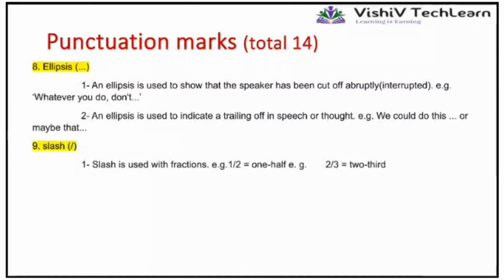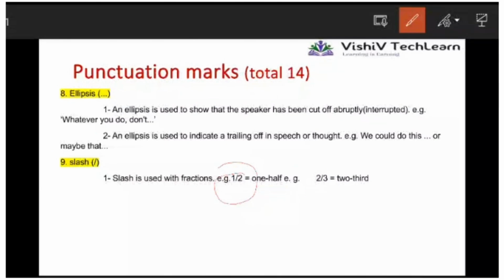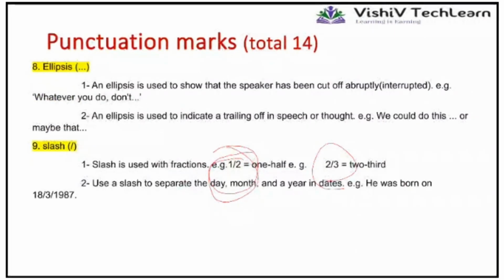A slash is used with fractions. For example, 1 divided by 2, 1 by 2, 1/2. So here you can see it is denoted by 1 by 2, 1/2, and its meaning is one half. The second example is 2 by 3, 2/3, and so on. One more use of slash is to separate the day, month, and year in dates. For example, he was born on 18th of March 1987. To show this date, a slash is used: 18/3/1987.